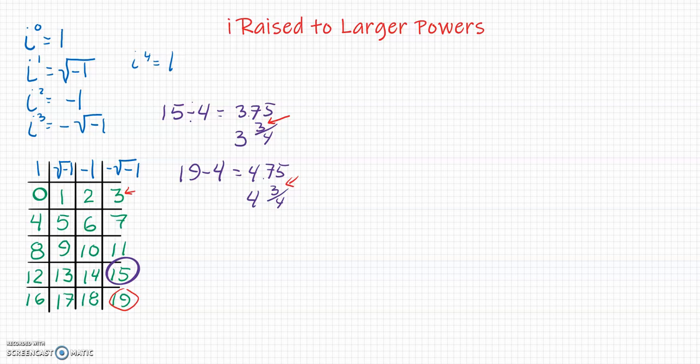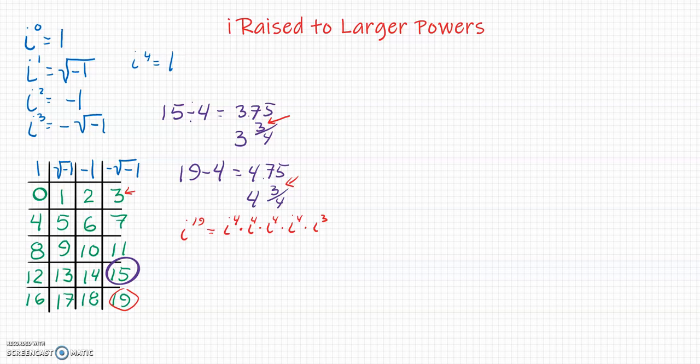I'm going to take it one more level. If I did old school and said i to the 19th, that's the same thing as i to the 4th times i to the 4th times i to the 4th times i to the 4th, so that's 16, times i to the 3rd. 4, 8, 12, 16, 17, 18, 19.